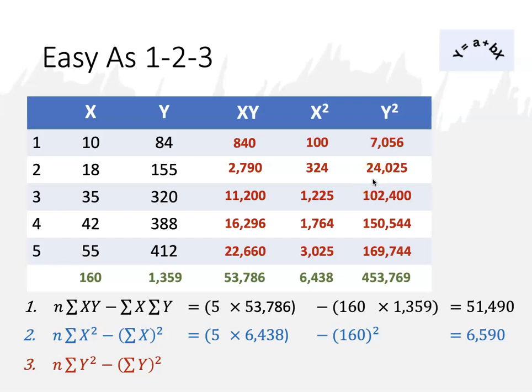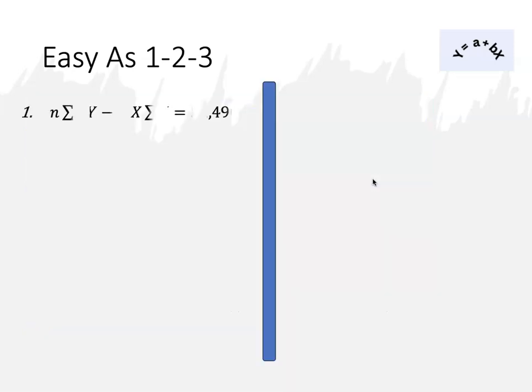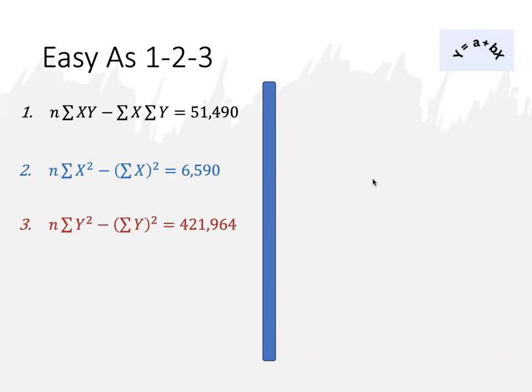So equation 3 will be 5 multiplied by the total for y squared, 453,769, minus the total of y, 1359, squared. And that gives me 421,964. So we now have equation 1, 2, and 3. Equation 1, 51,490. Equation 2, 6590. Equation 3, 421,964.